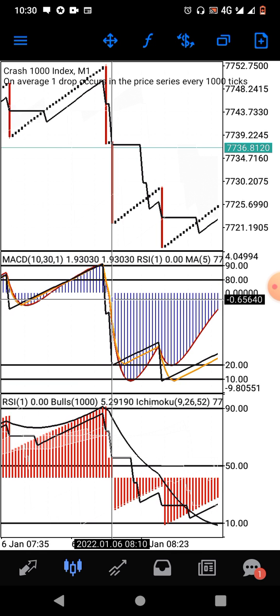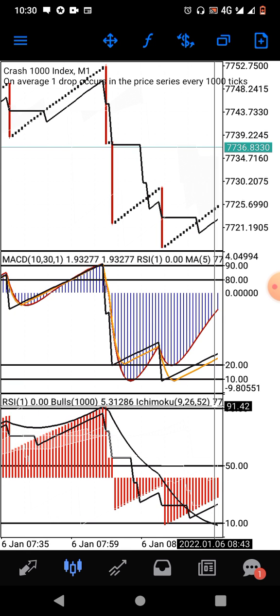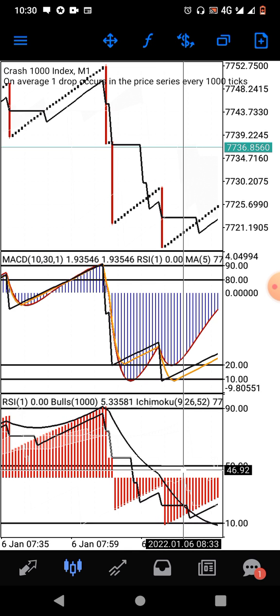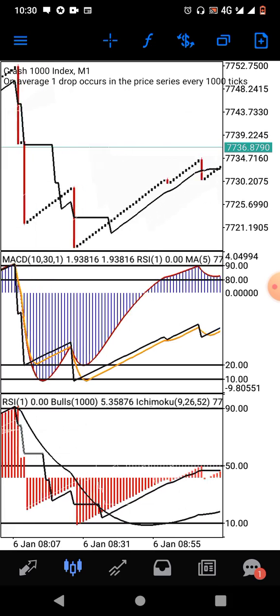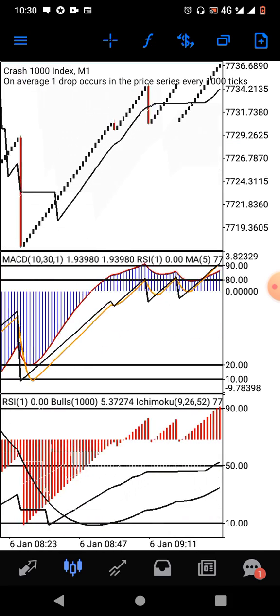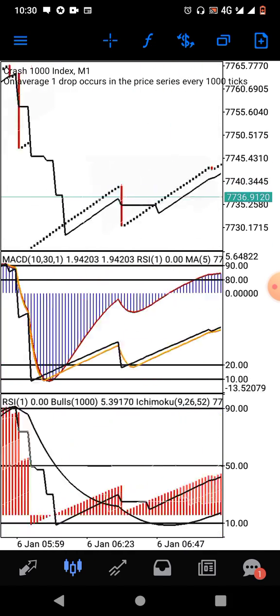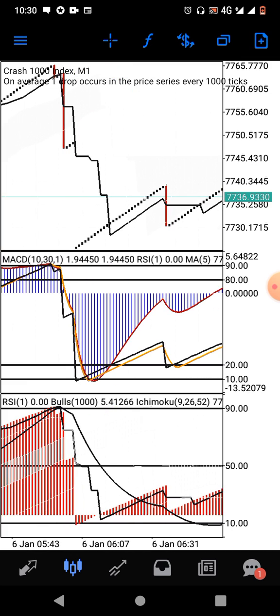So right now, as you can see, guys, we have a setup that has met the condition, and we also have a crossover of the Ichimoku on the main chart. Then you have taken your buys and you have made some money.